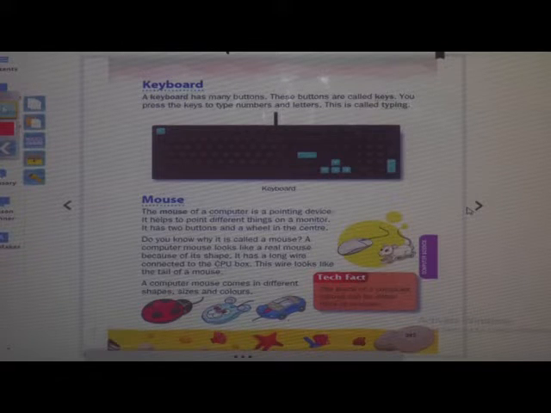And nowadays if you see, you can see different shapes, colors and sizes of a mouse. As you wish, you can take it. Already you can see here now 3 different color shapes. So as you wish, you can take.